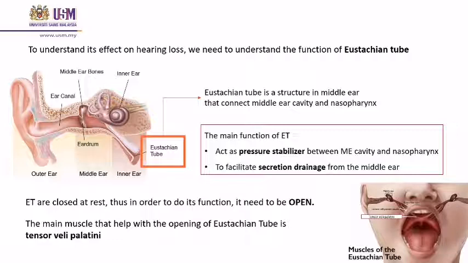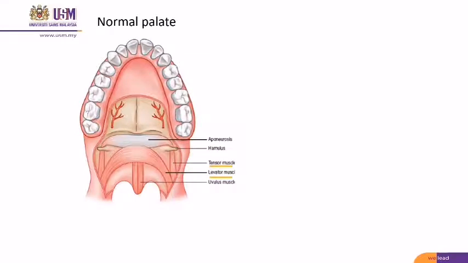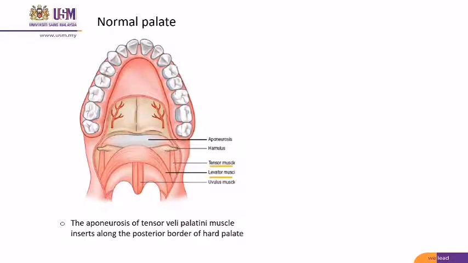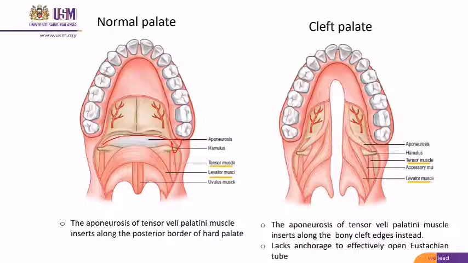Next, I'm going to show you the diagram of first the normal palate. As you can see here, the aponeurosis of the tensor veli palatini muscle hooks around the hamulus and inserts itself along the posterior edges of the hard palate, giving it a very strong anchorage and a very strong force to be able to open the eustachian tube. Now look at the diagram of the cleft palate patient. We can see that instead of inserting itself along the posterior border of the hard palate, it actually inserts itself along the bony edges of the bony cleft. Thus, it lacks the anchorage needed to effectively open the eustachian tube, resulting in eustachian tube dysfunction because of functional obstruction.